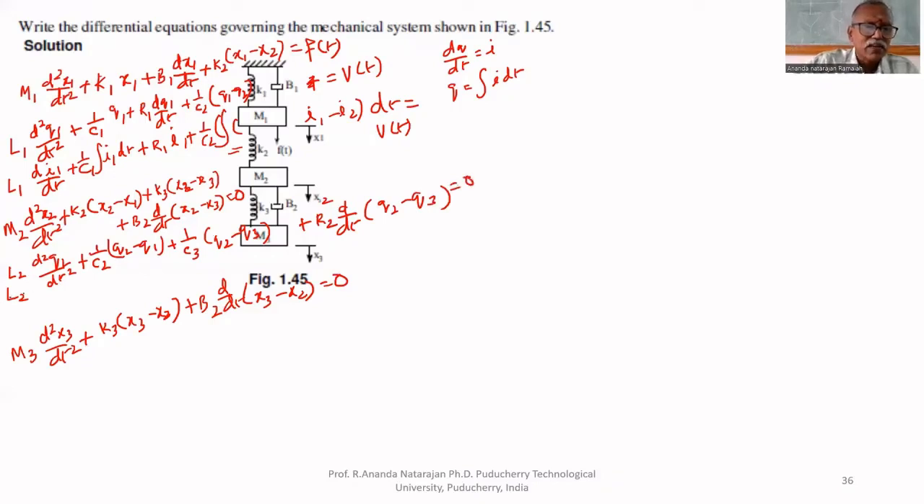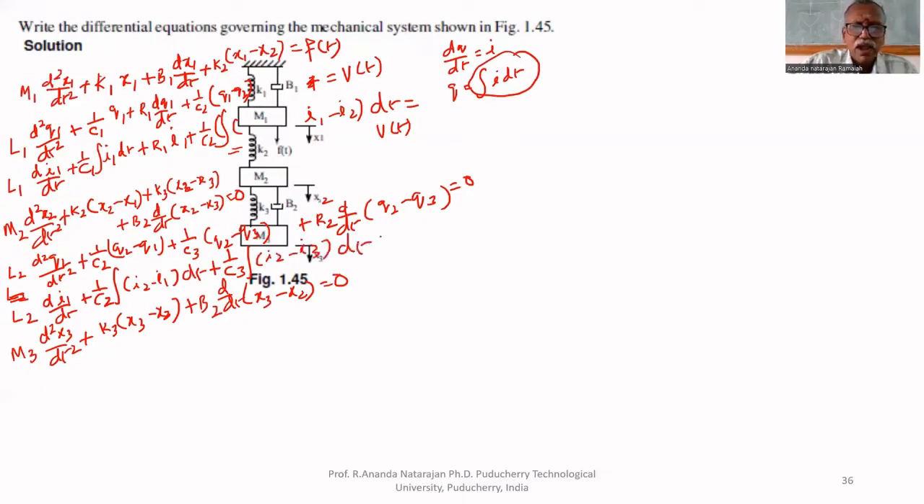So if you write this in terms of current, what you will get? L2 dI2 by dt plus 1 by C2 integral of (I2 minus I1) dt plus 1 by C3 integral of I dt, therefore integral of (I2 minus I3) dt, plus R2 multiplied by (I2 minus I3) equal to 0. This is the second equation in terms of current.